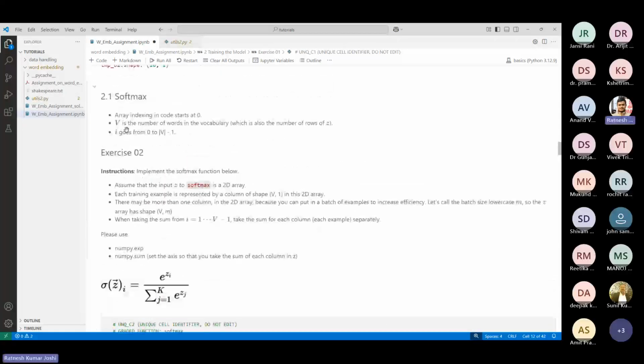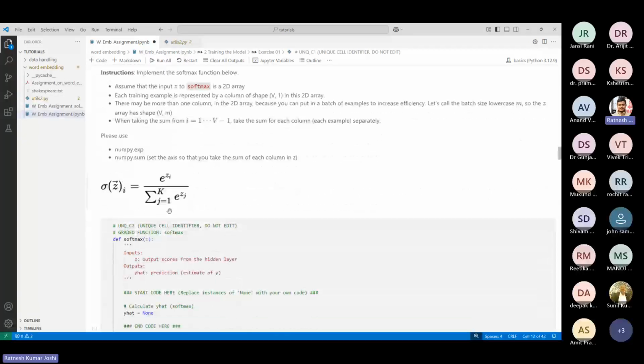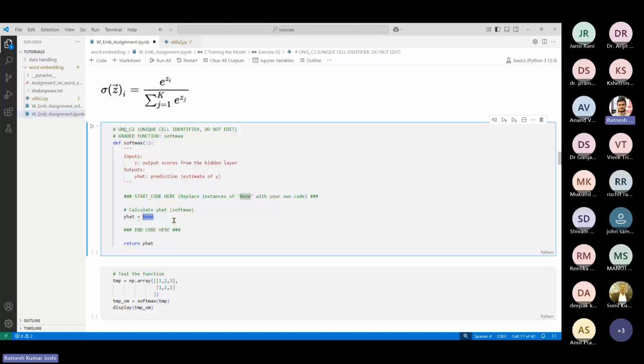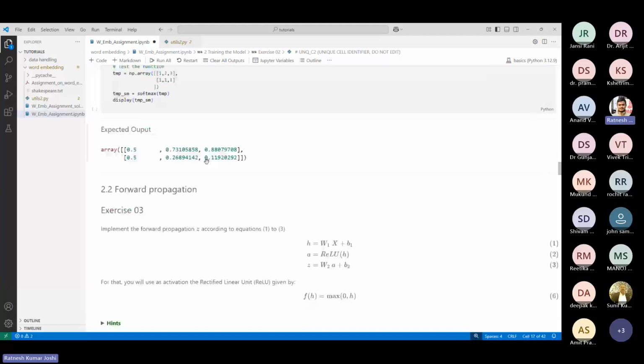The second problem is to implement the softmax function. This is the softmax function that you have to implement. In the second section of the code that is missing, you have to write one line which converts this function into Python code. And this is the output that is expected after you fill in your code correctly.